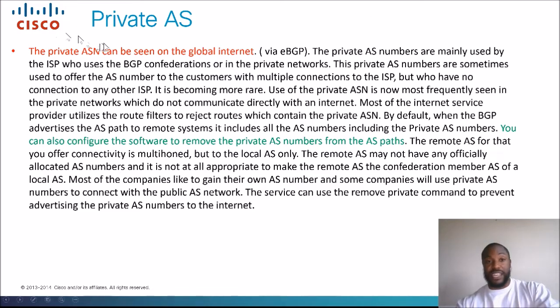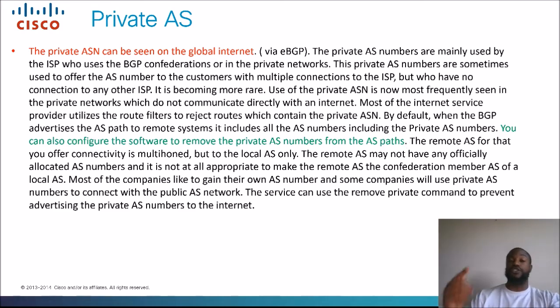Private ASN can be seen on the global internet, right here in the red. This is not good. We don't want to see your private AS number on the internet. It's just like we don't want to see your privates in the public, right? Over here in the green, I highlighted this because this is really important. You can also configure the software to remove the private AS number from AS paths. This is something I'm going to show y'all how to do in GNS3. It's just one command, really easy. The reason we have to do it is, obviously, that a private ASN can be seen on the global internet. We don't want to see your private AS on the internet. We don't want to see your privates.